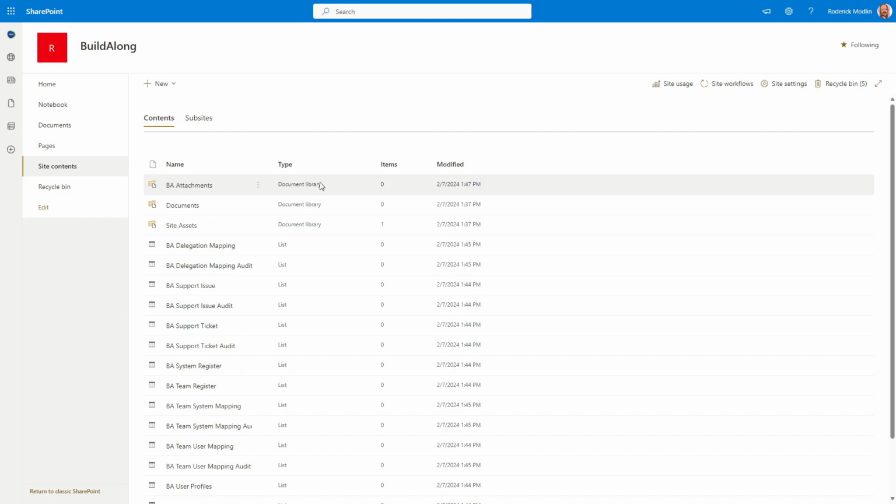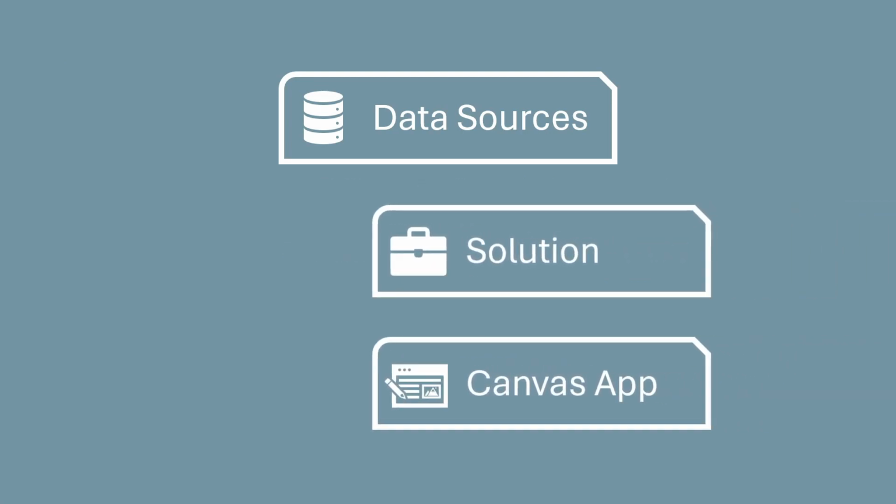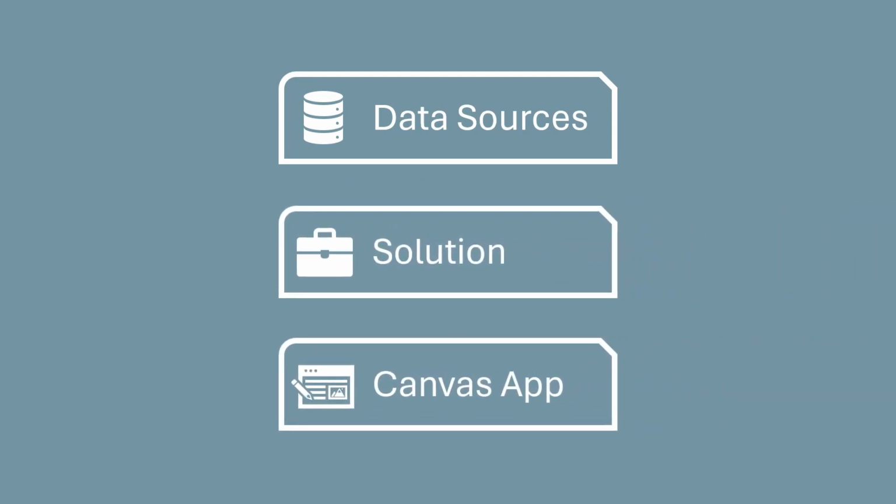So actually, if you know of the best way to do that, drop a comment down below, point me in that direction, and I'll get around to that at some point. But I just created this one manually for the purposes of our tutorials here. Now we have all our data sources. It's time to start working on the solution and the Canvas app.